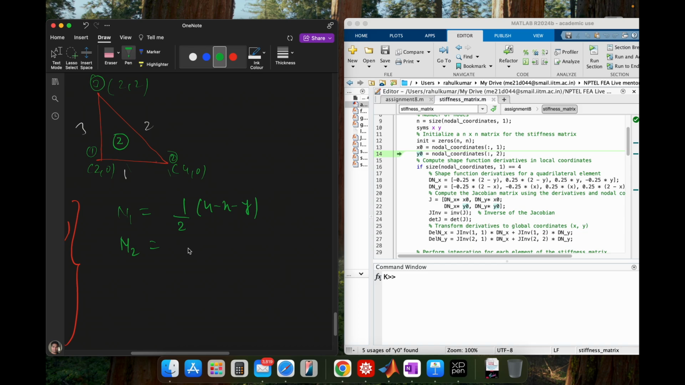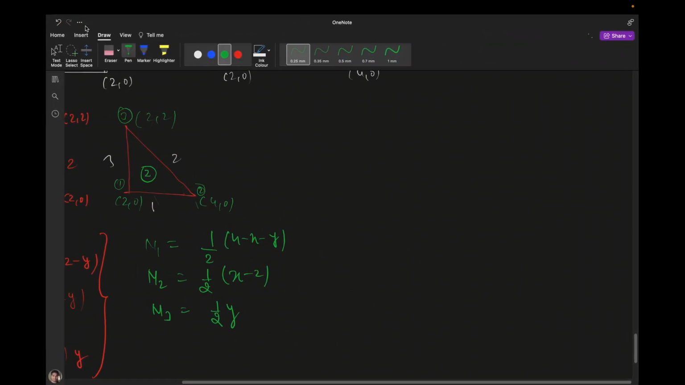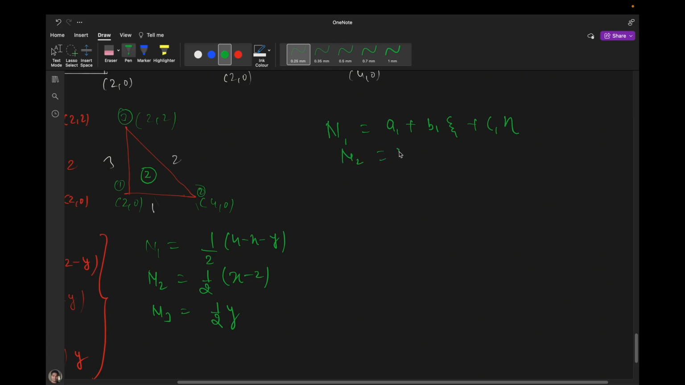So similarly, what should be N2? N2 should be something like 1 by 2 (x minus 2), and N3 should be something like 1 by 2 y. It's not very difficult to find all these things. Suppose I want to write N1 as a1 plus b1 xi plus c1 eta, N2 as a2 plus b2 xi plus c2 eta, and N3 as a3 plus b3 xi plus c3 eta.